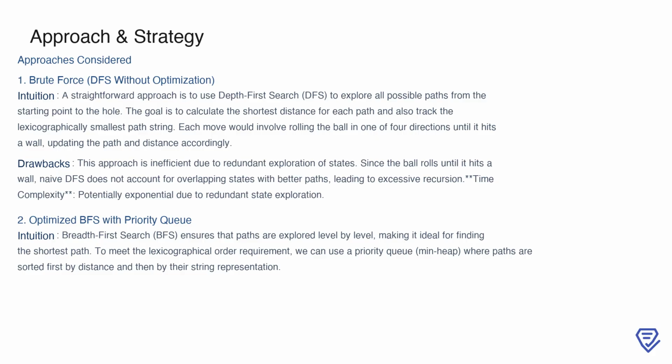However, this method has significant drawbacks. The main issue is redundant exploration of states. Since the ball automatically rolls to the farthest point before hitting a wall, certain positions may be revisited multiple times even when better paths to those positions have already been found. This inefficiency leads to excessive recursion and makes the time complexity potentially exponential, as the algorithm wastes time exploring suboptimal paths repeatedly. Instead, an optimized approach, like BFS, can be more effective.